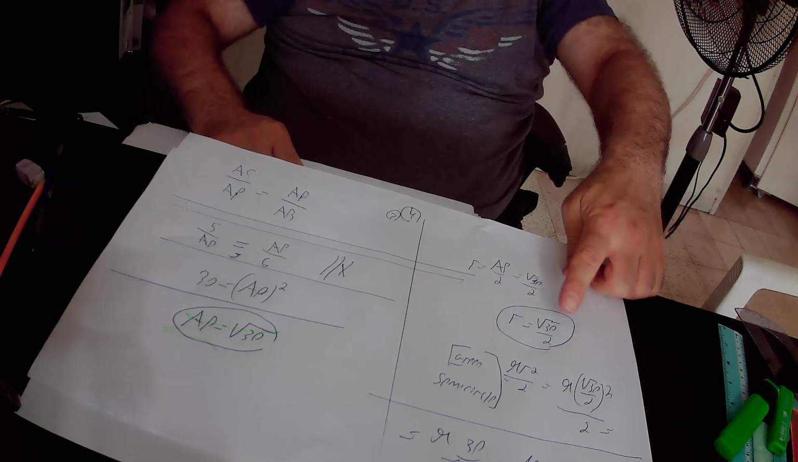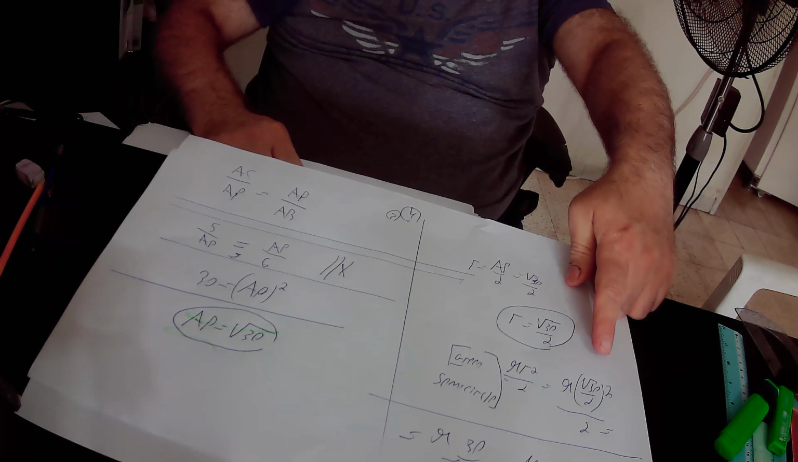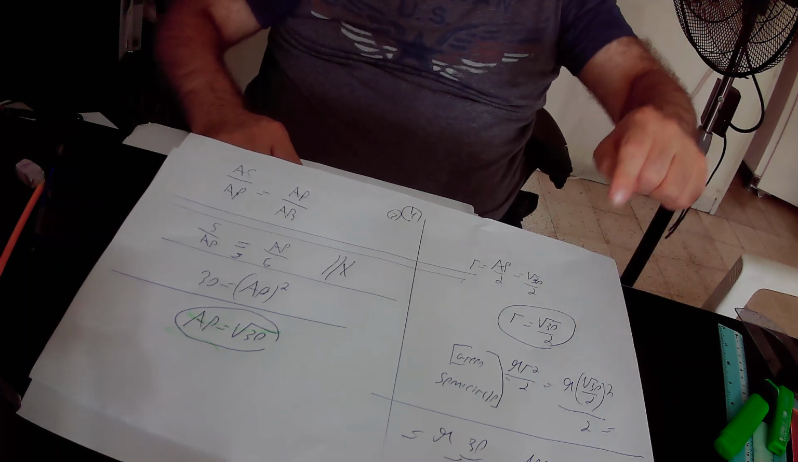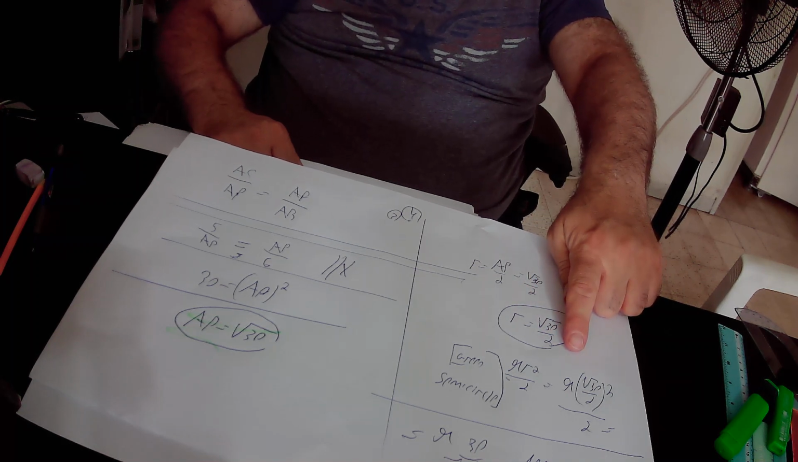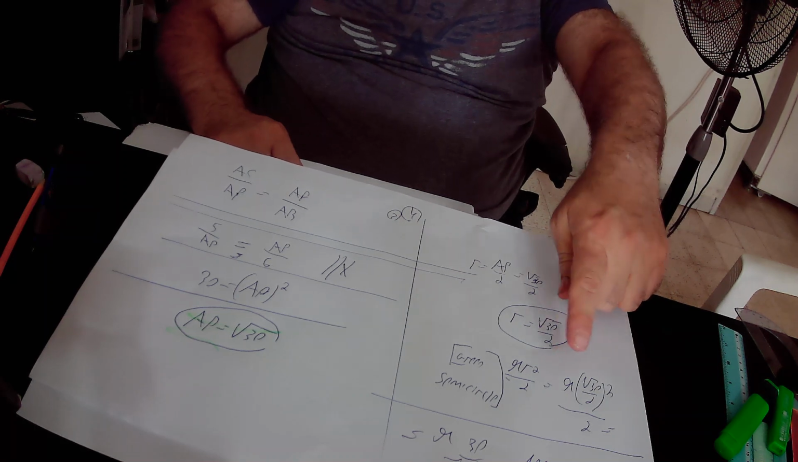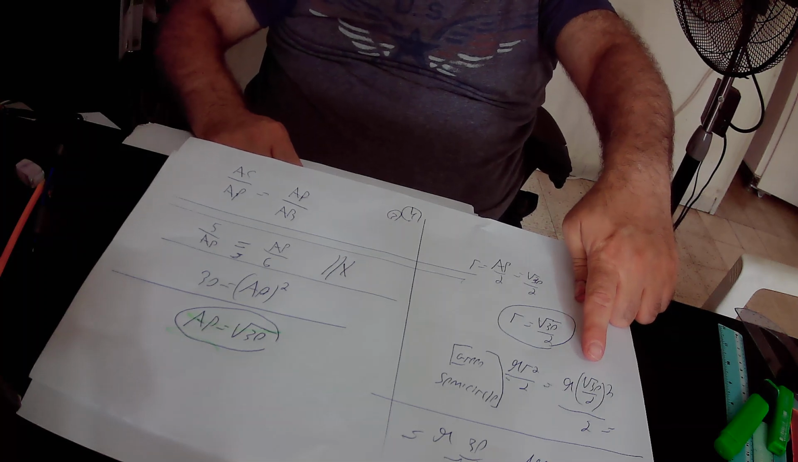So it is pi, and r is square root of 30 over 2, therefore r squared is square root of 30 over 2 squared, divided by 2. Here we open the brackets and we get pi, and square root of 30 squared is 30, and 2 squared is 4.